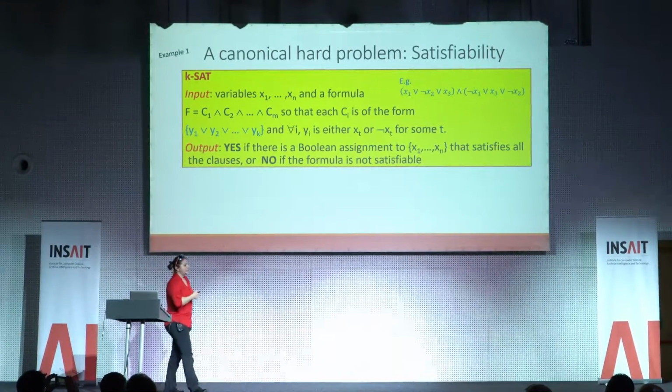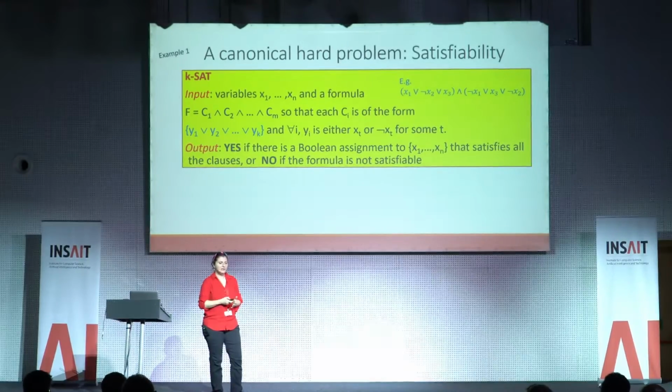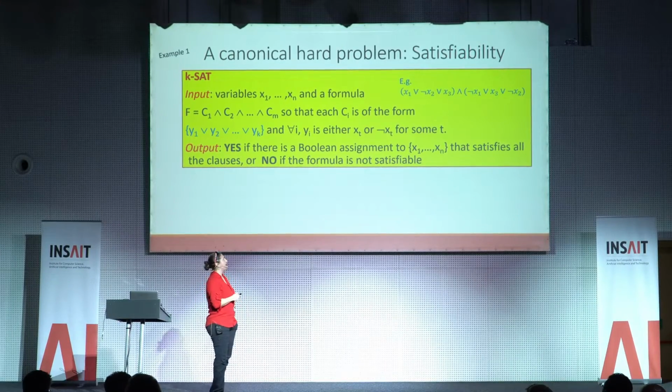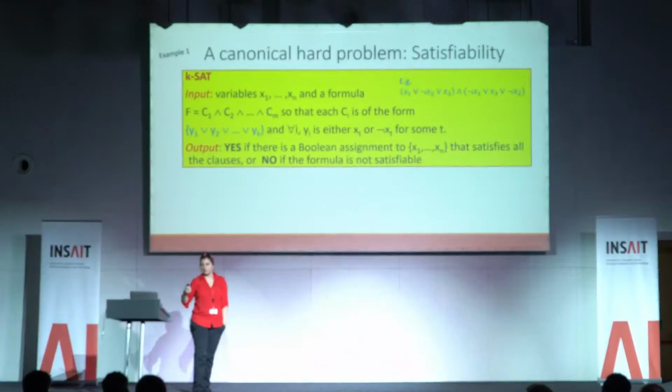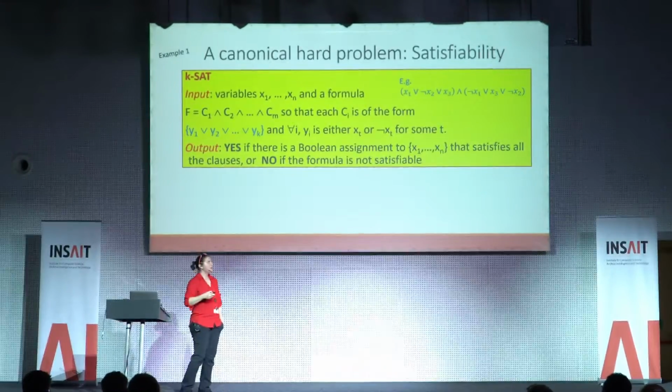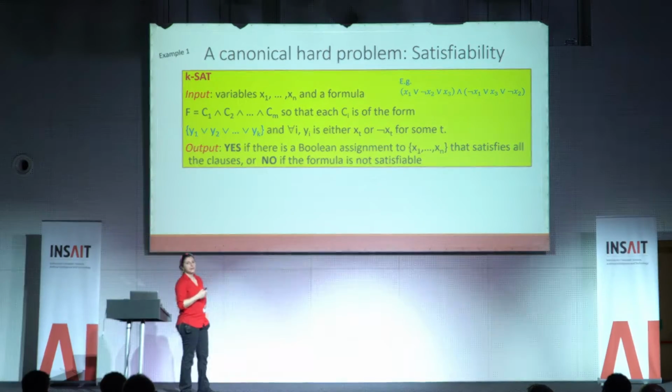Given this potentially very long formula, you want to know: is there a way to pick values for these variables? The values are true or false, 1 or 0. You want to pick a value for every variable so that when you plug in the values and evaluate the formula, you get true.